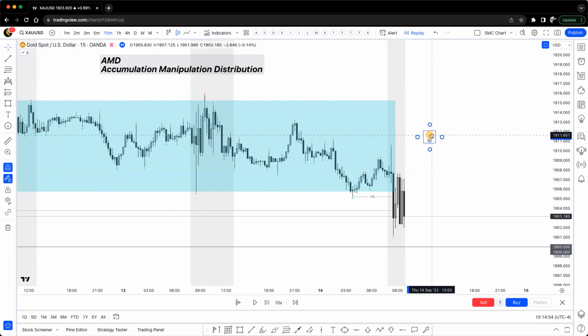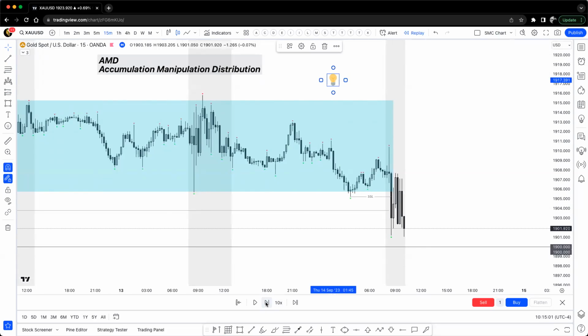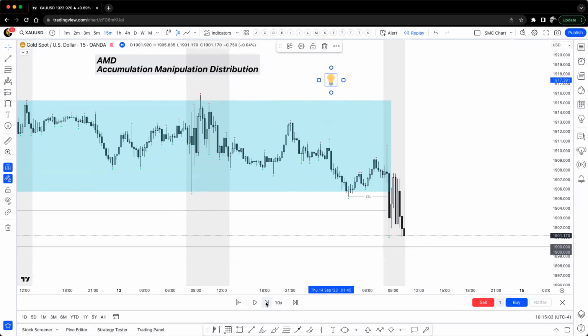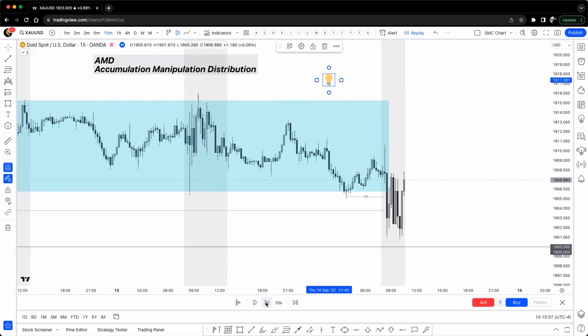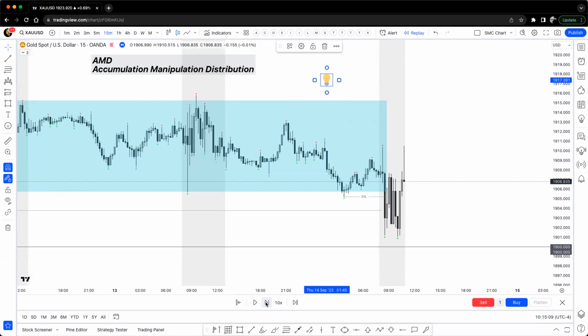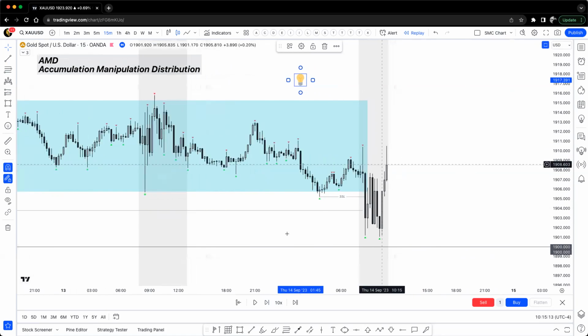Or I'm going to have my idea, my light bulb, right? Of buying. But let's see. Nothing. Price is still struggling. We see now some buying pressure. Now you're starting to see more buying pressure, and boom, now you're starting to see 3 moves to the upside.